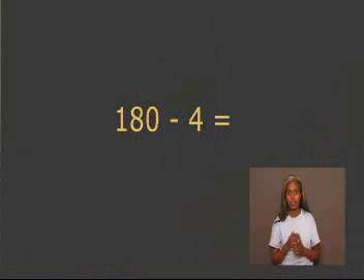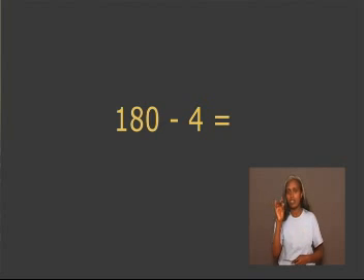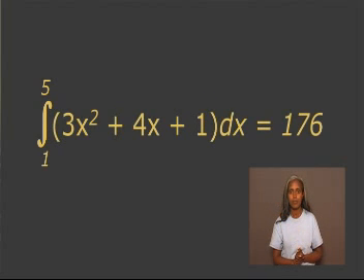Students, our last step is to subtract the integral of the lower limit from the integral of the upper limit. So, we subtract 4 from 180. The integral of 3x squared plus 4x plus 1 dx is 176.